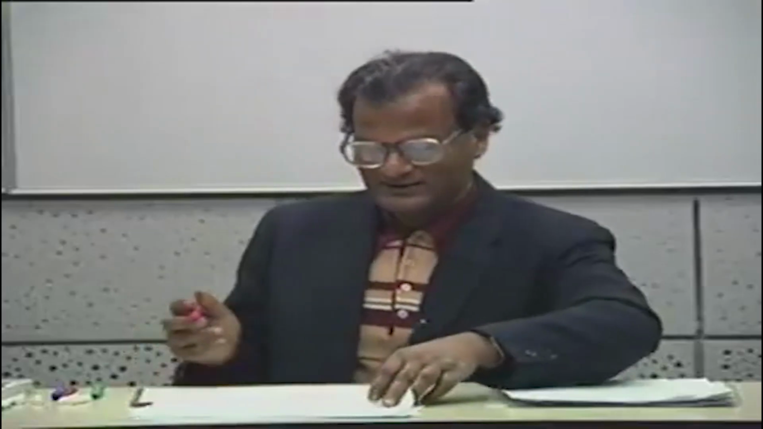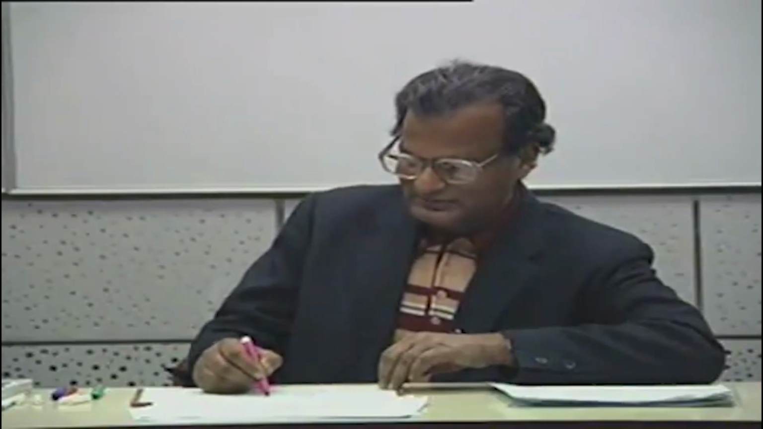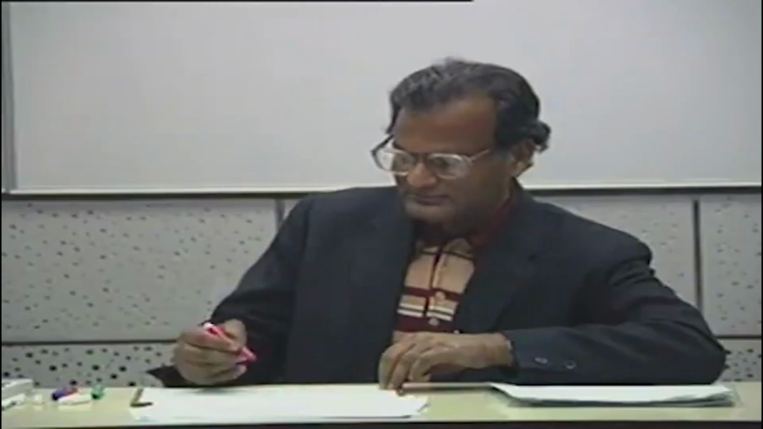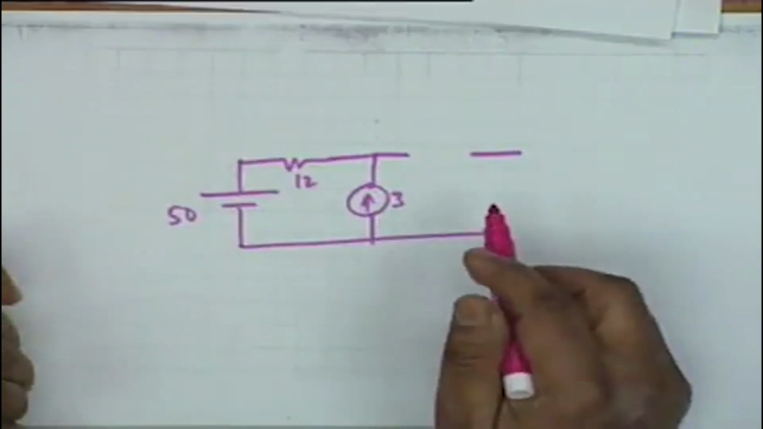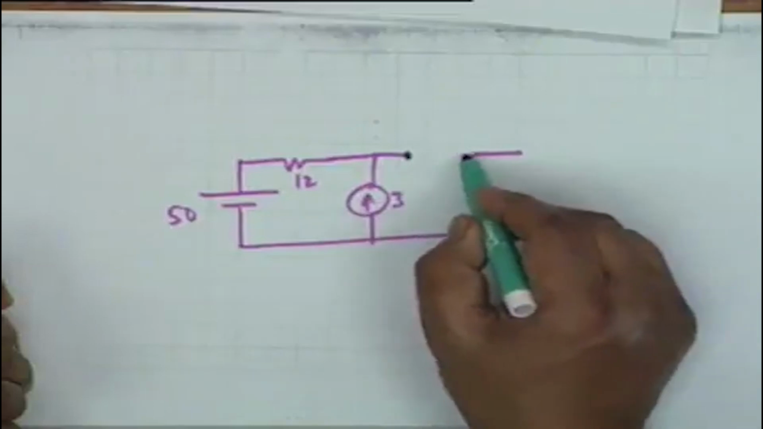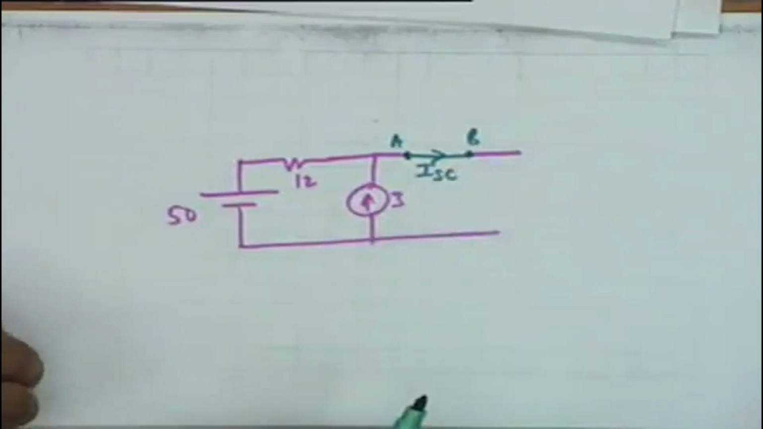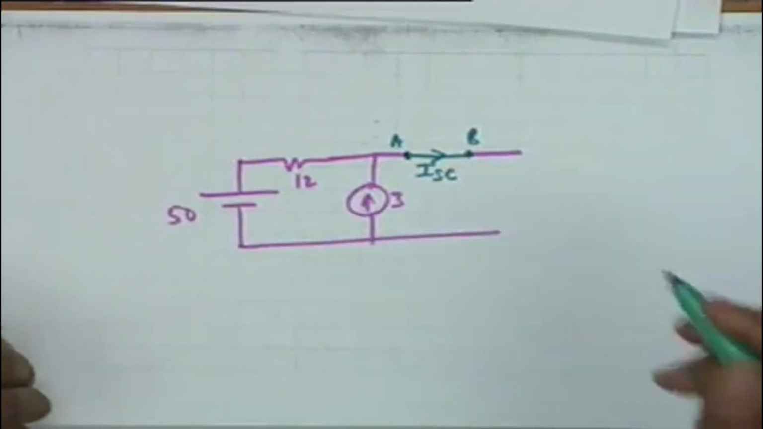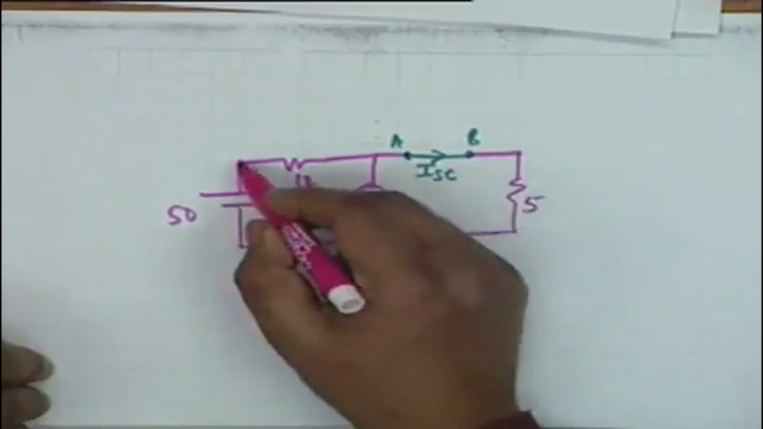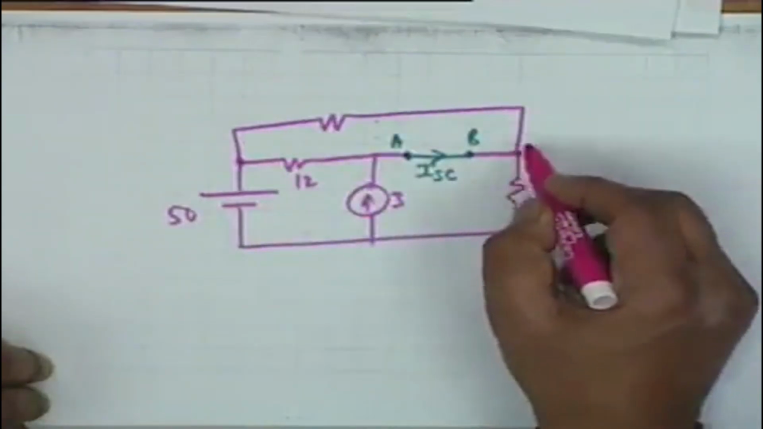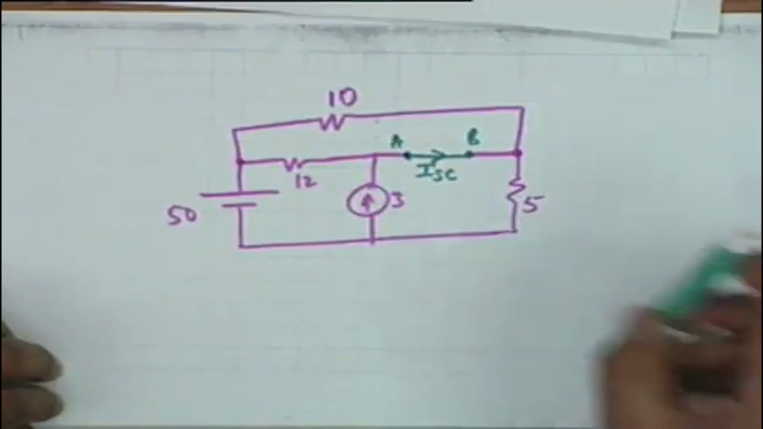Let me draw it again. I have a 50, 12, 3 ampere, and this place of 2 ohms, which was open circuited for finding VT, shall now be short circuited. This is A, this is B, and this current is the current that we are interested in finding out, ISC. Then I have the 5 ohm resistance, and this resistance is 10. Alright. I can find out ISC like this.